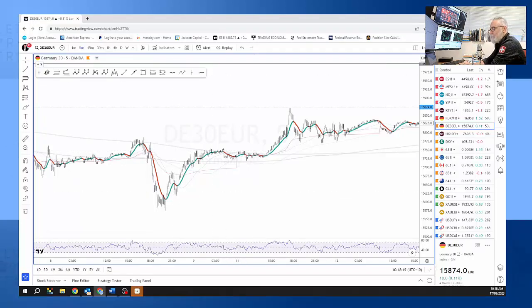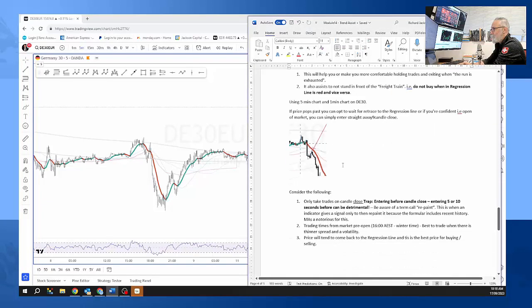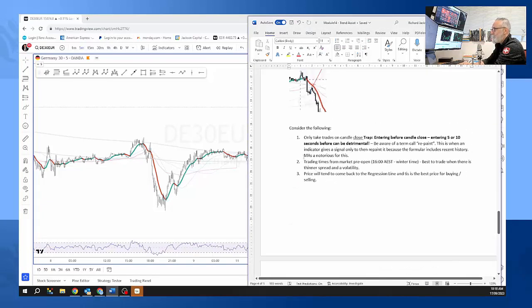An idea for you, when you're creating a strategy around this, is to consider the trading times pre-market from 1600 winter time in Australia. That will be a good time to start off with this, and not trading the Asian session. So we've got to make sure that we consider that.